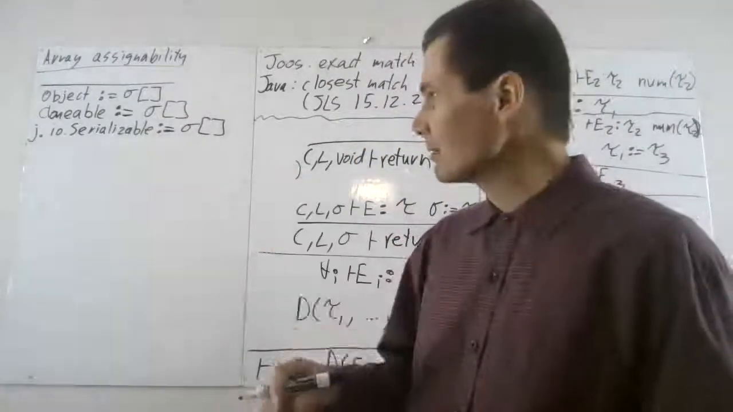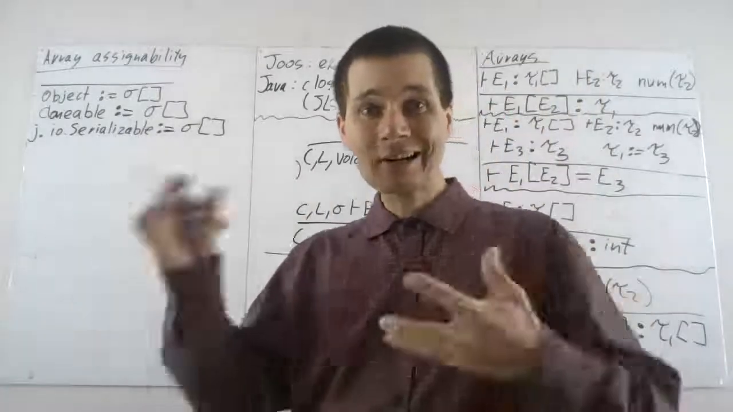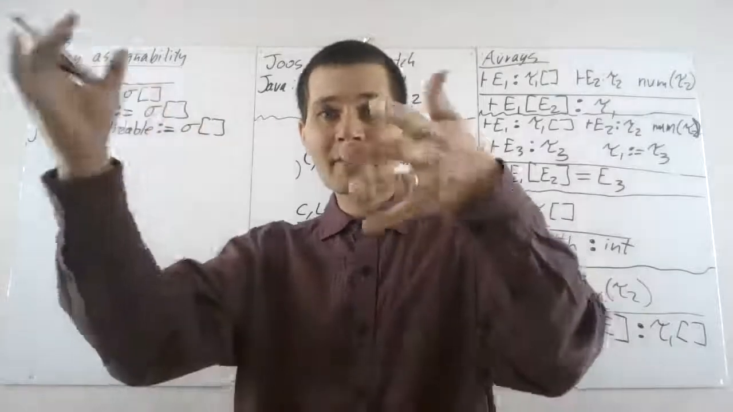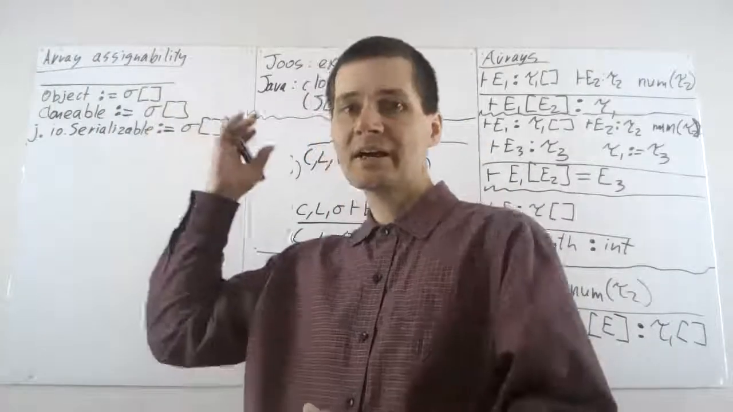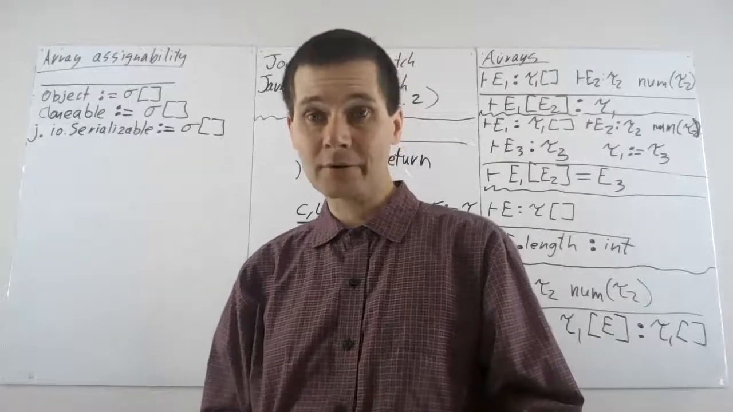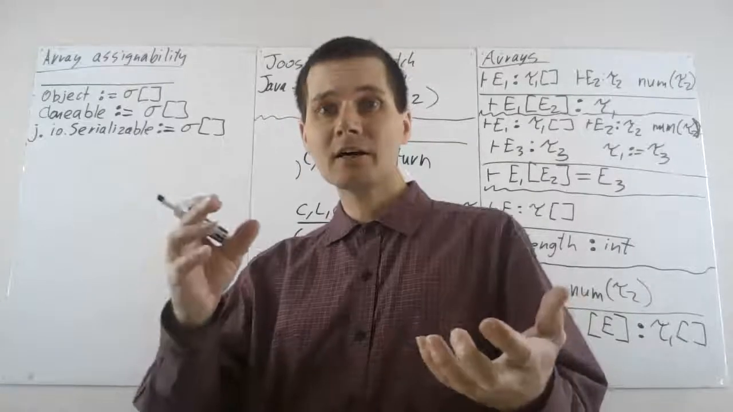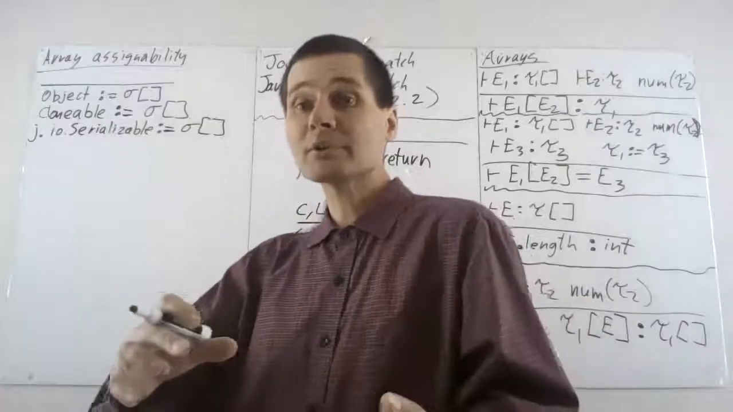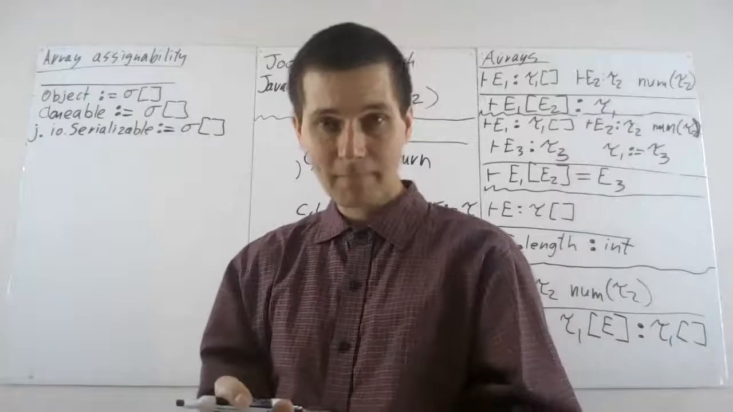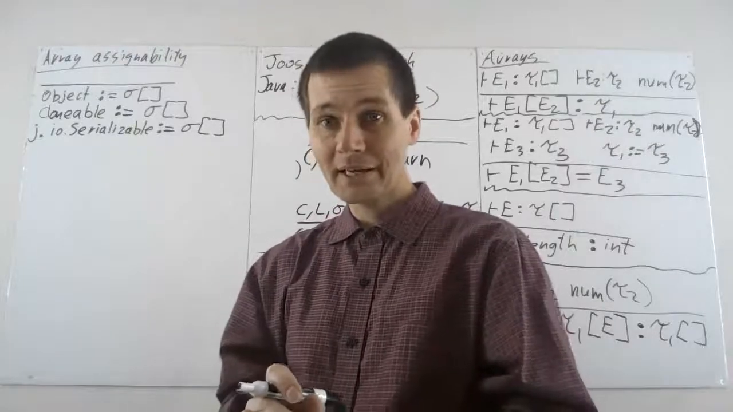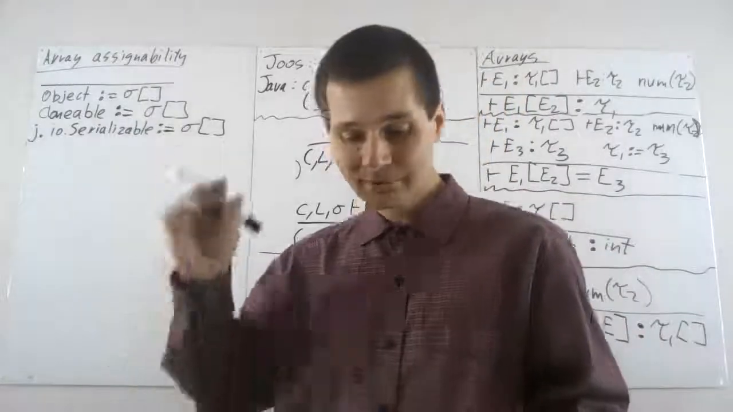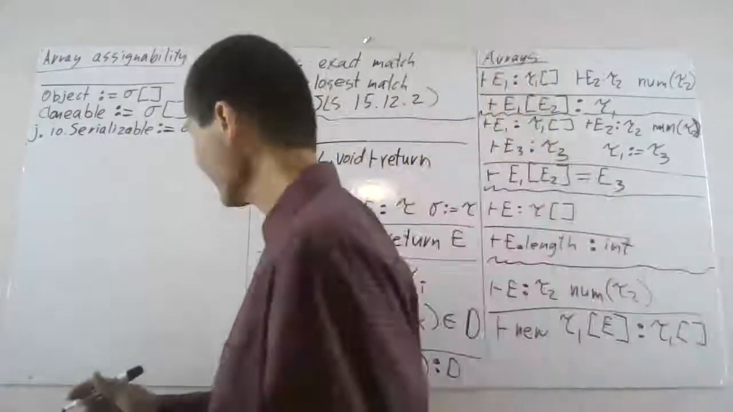Okay, but now, when can I assign arrays to other arrays, right? What if I have an array of apples and I have a variable that requires an array of fruit? Can I assign an array of apples to an array of fruit variable, right? Is it true that an array of apples is an array of fruit?